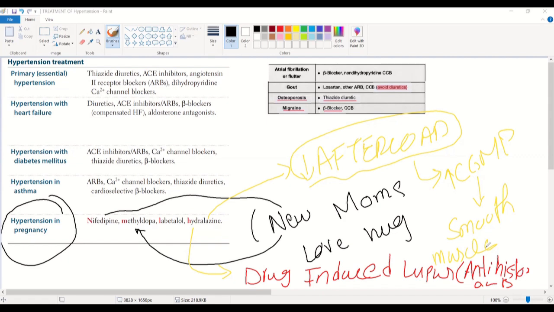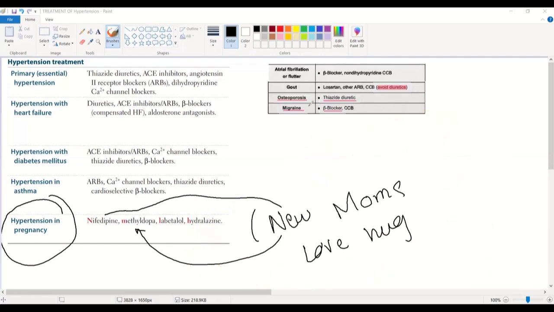Okay. So we will discuss some drugs that are used in pregnancy. What about migraine? Methyldopa. The drug used in pregnancy for hypertension, they are new mom love hugs, right? Now I'm going to the migraine.